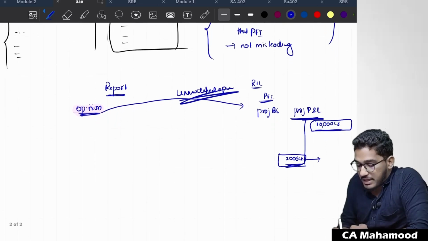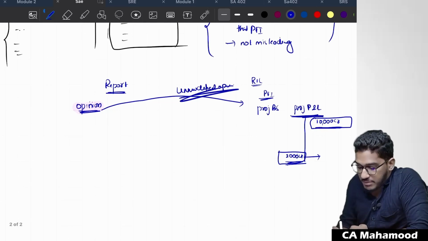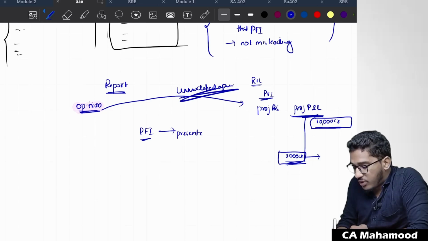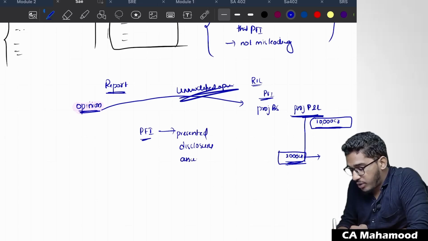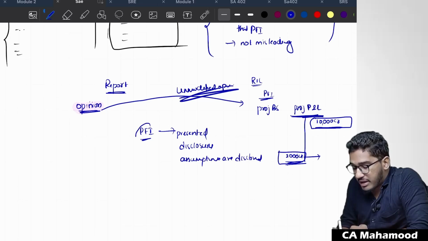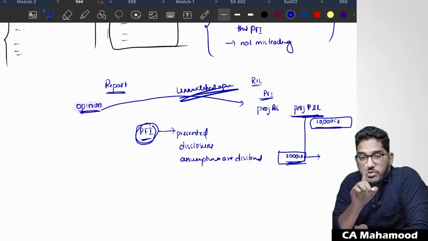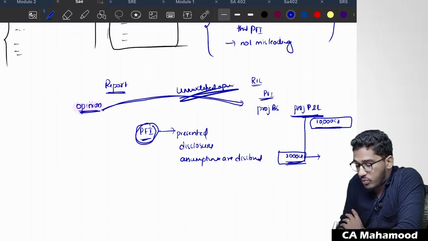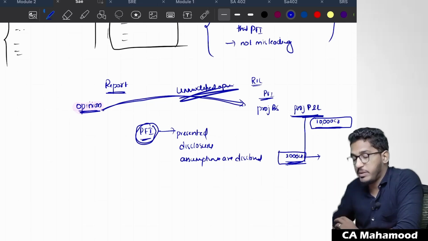You are expressing the opinion that whatever prospective financial information you have verified is presented properly, that all the disclosures are there, that all the assumptions are properly explained and properly disclosed. So we are giving our opinion regarding presentation and disclosure of prospective financial information. We are not going to give our opinion on achievability of that prospective financial information.